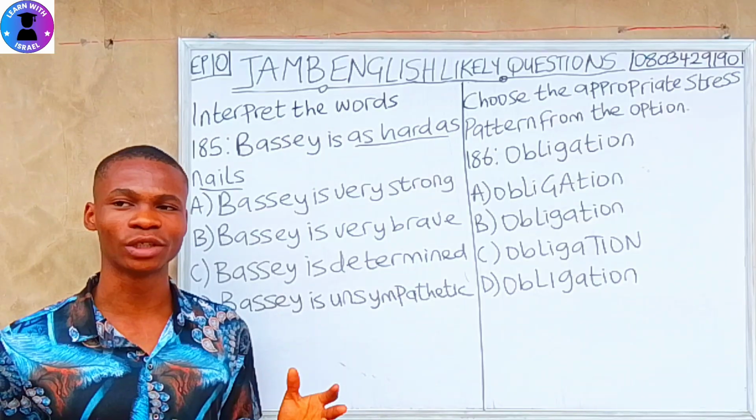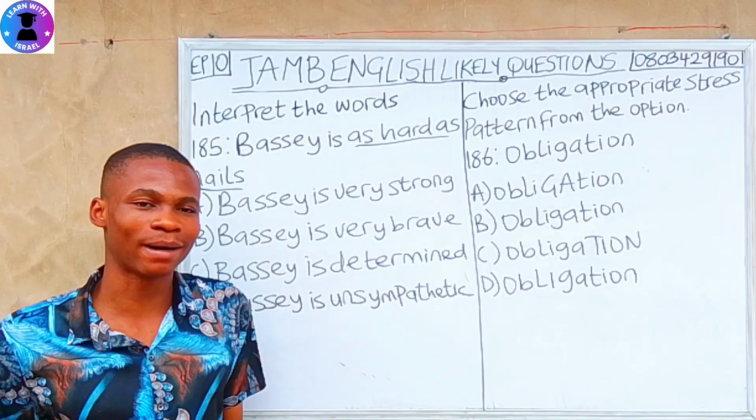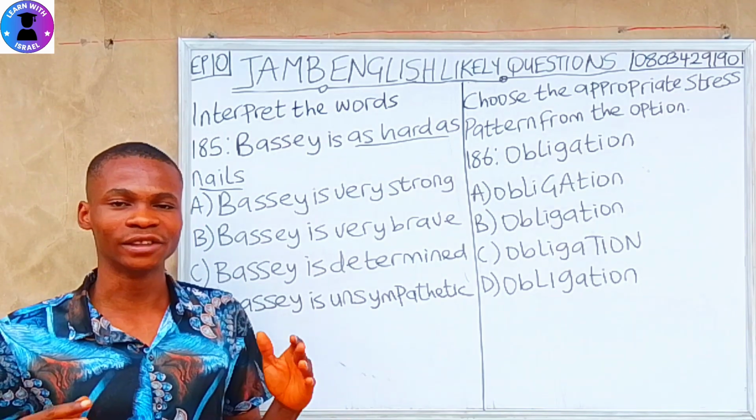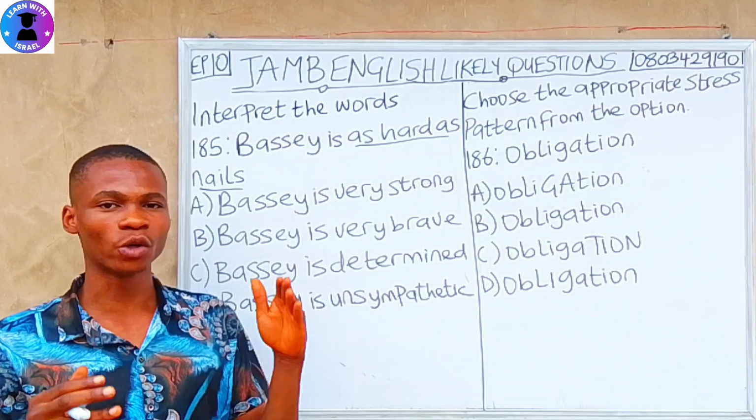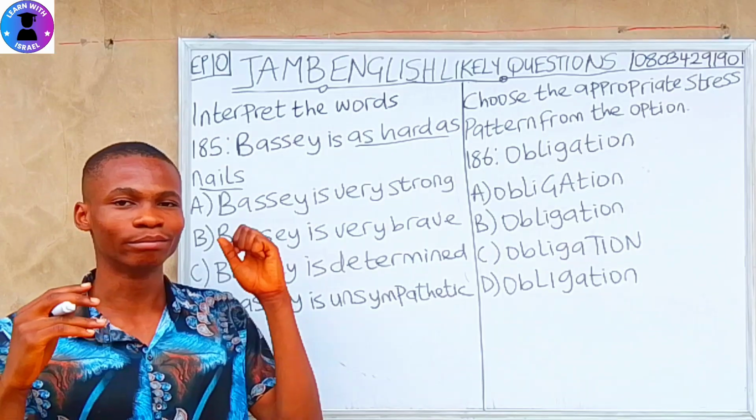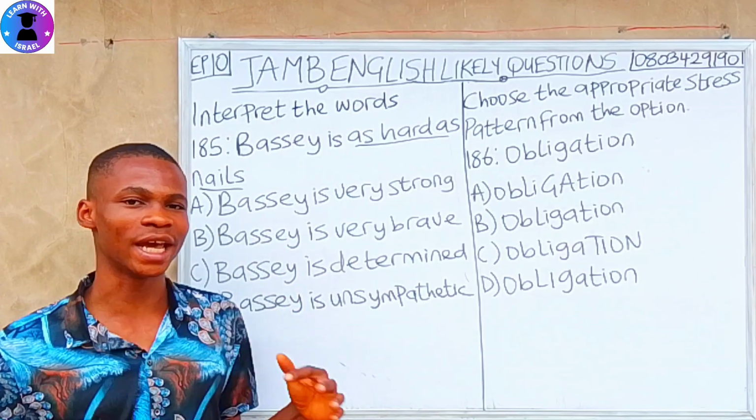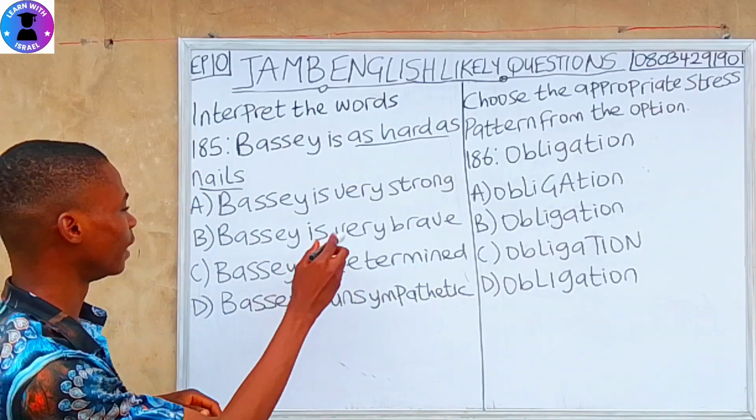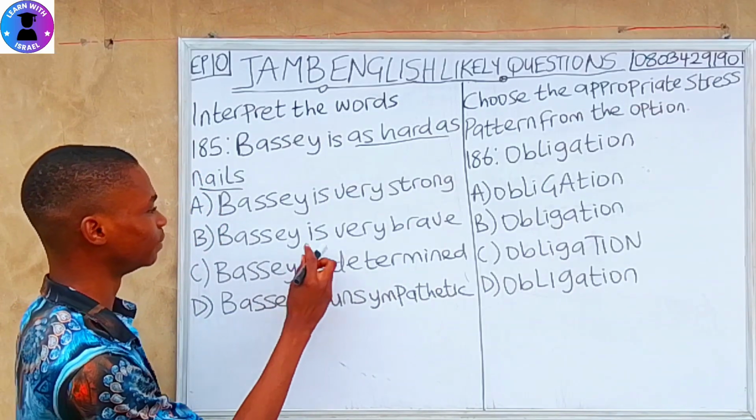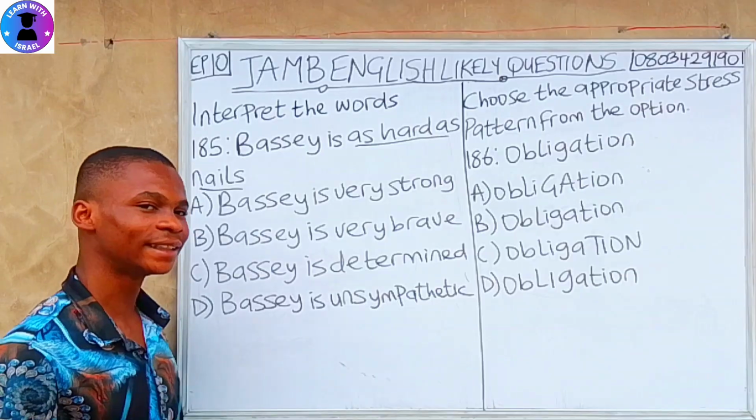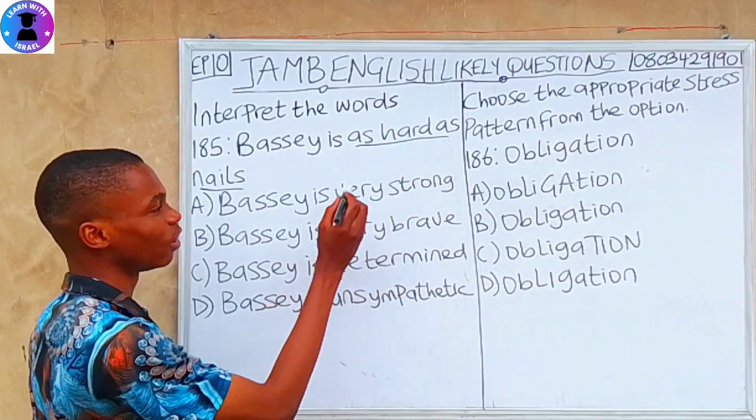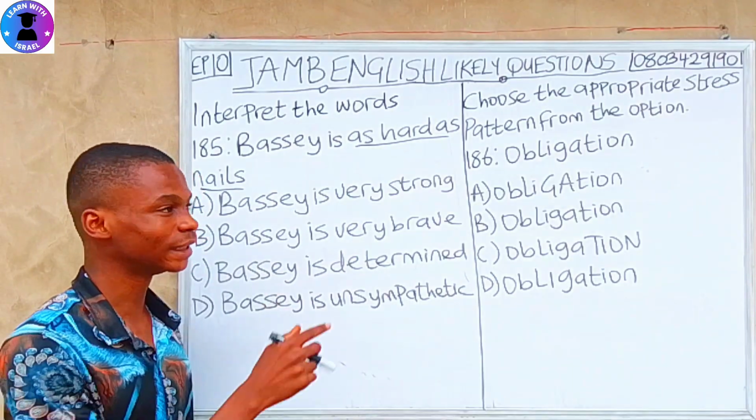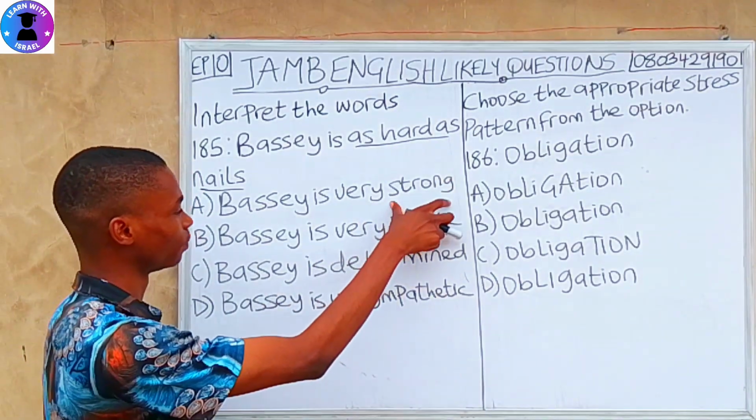Maybe there is a situation that requires sympathy or affection, but the individual shows no sympathy or kindness, which means the person is very brutal, very fierce. So as hard as nails, let's check the options. Very strong, no. Very brave, no. Because they said it is as hard as nails does not make option A, Bassy is very strong, correct. This is just to confuse you.